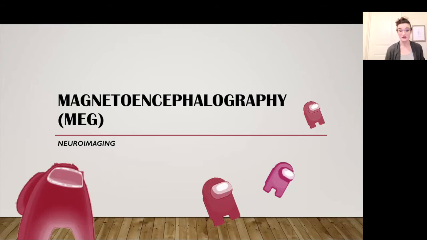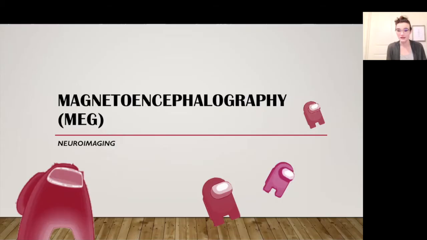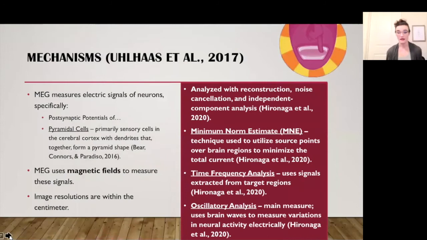So, let's get started with magnetoencephalography, our good friend MEG. Is it my best joke? No. Is it staying in? Yes. And as you can see, we've got some imposters among us this time. We're going to start with the mechanisms of MEG.